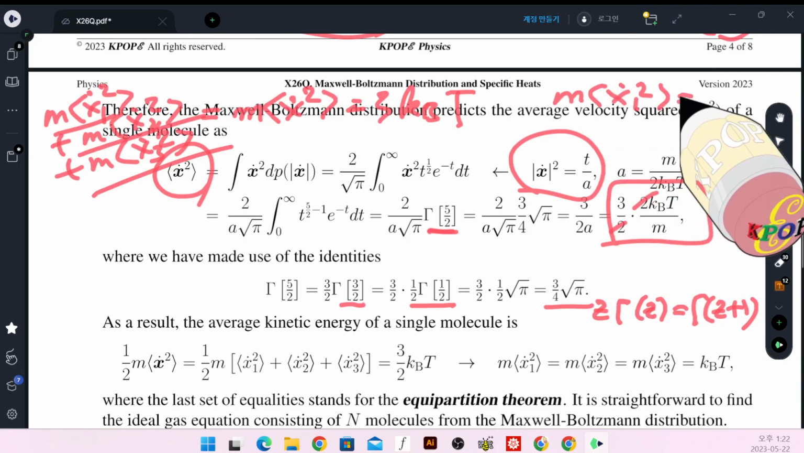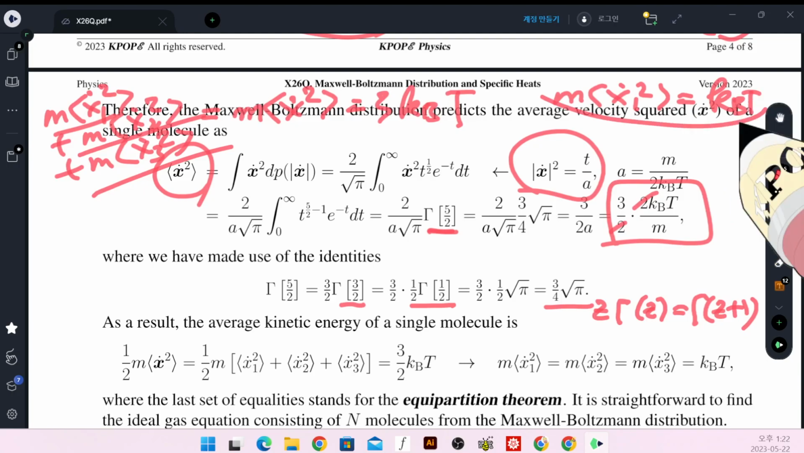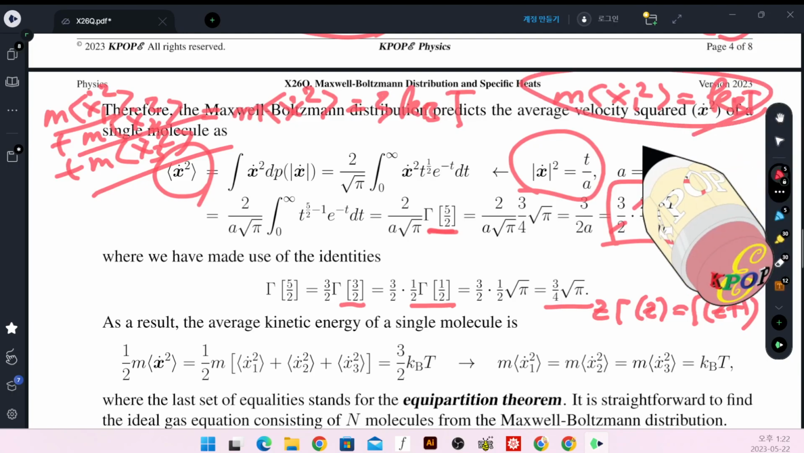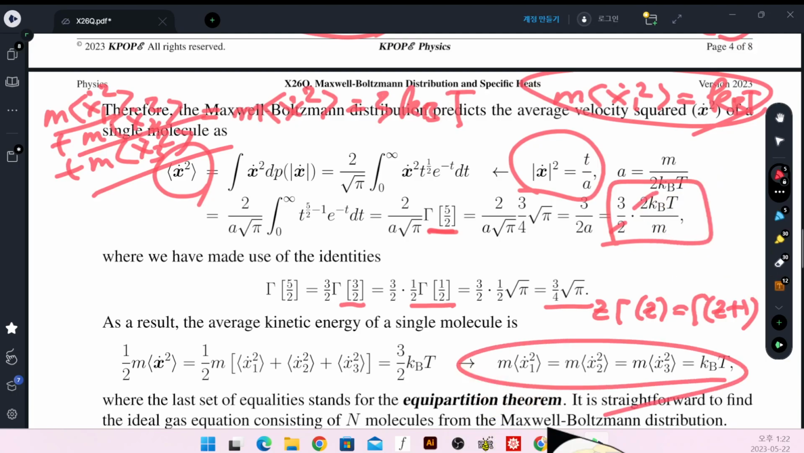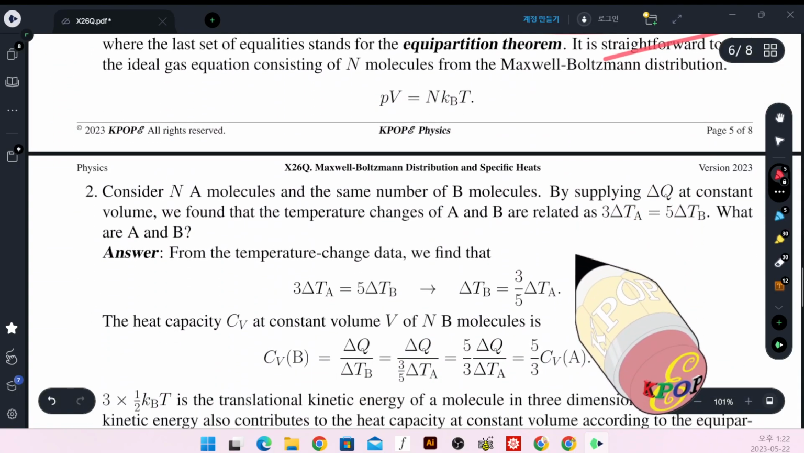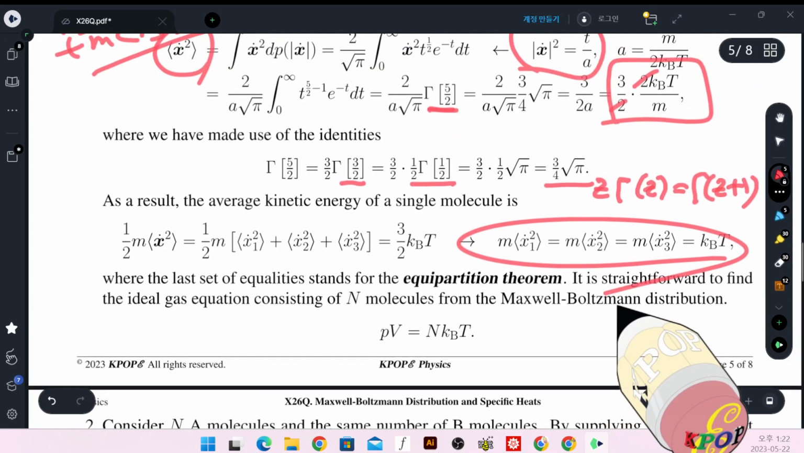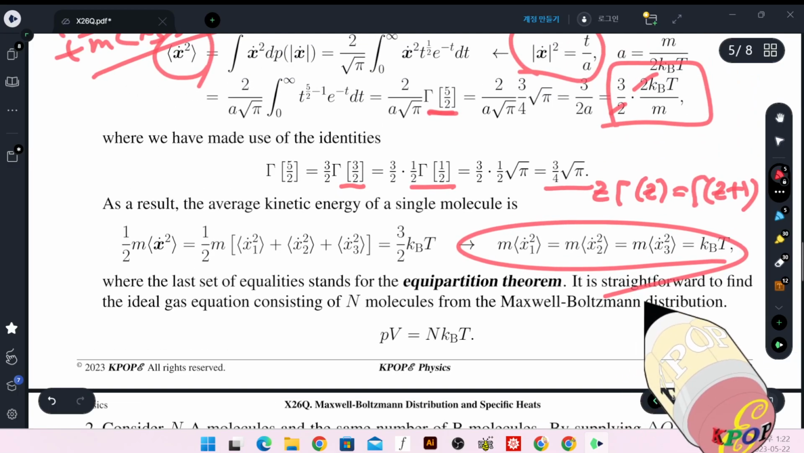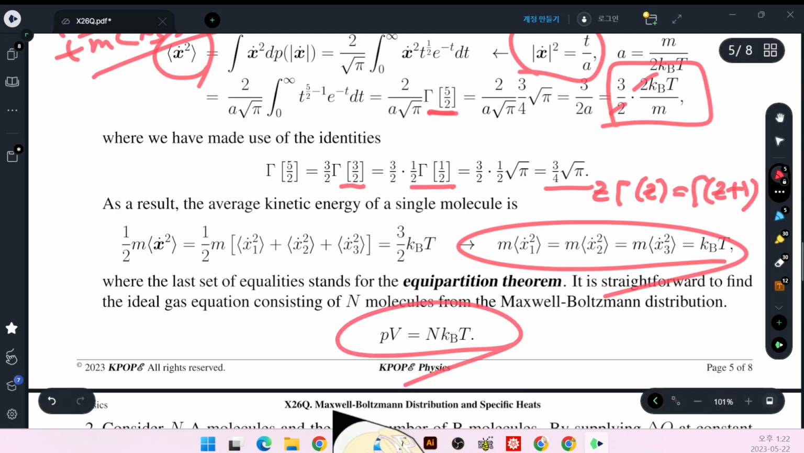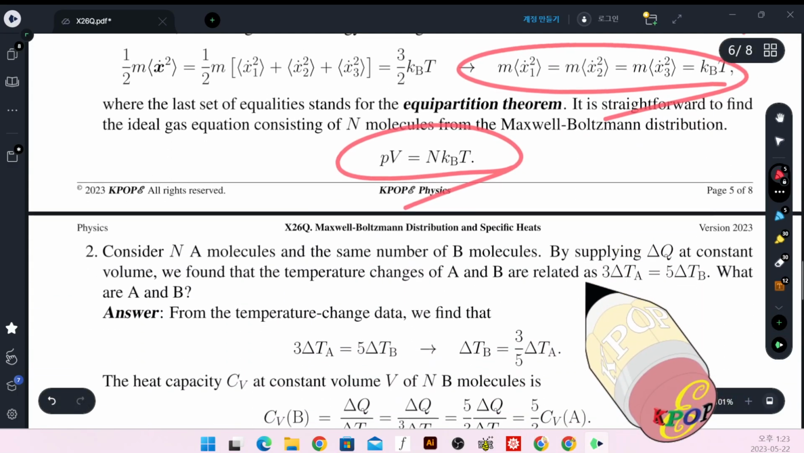is satisfied by this Maxwell-Boltzmann distribution. All right, so this is equivalent to the equipartition theorem. So the Maxwell-Boltzmann distribution respects the equipartition theorem. That's very, very important. And eventually, because this replacement has been achieved by the Maxwell-Boltzmann distribution, it is straightforward to satisfy the ideal gas equation called PV equals NkBT.